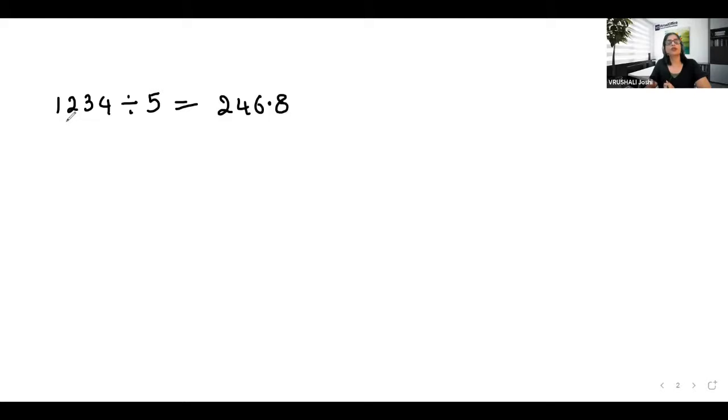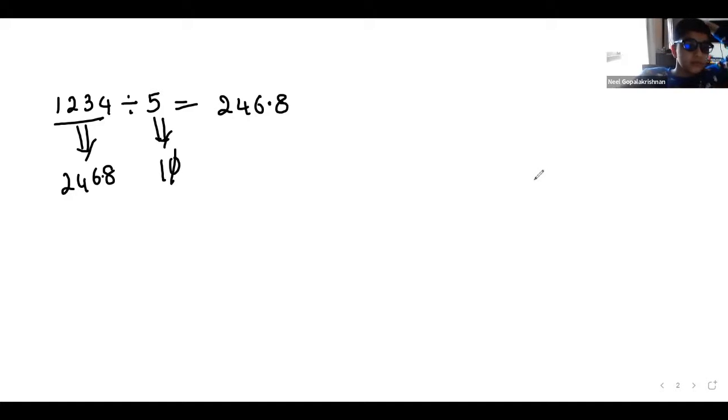Why 246.8? Because double of this is 2468. Double of 5 is 10. You cut the 0. There is no 0 to cut. So what you will do? You put a decimal. How many understood this? I understood, ma'am. Very good. Neil understood. I can see Ganga understood. Elsewin, Inaya, Khaled, yes, understood.